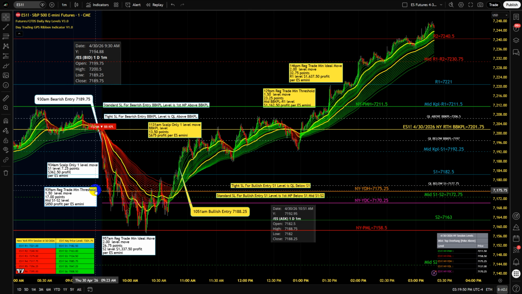9:39 a.m. hits the minimum regular trade threshold, 1.50 level move of the mid S1, S2, 71.72.75. That is a 17-point move in our favor on the hit of that level. The ES is $50 a point. The NQ is 20. The ES is 50 on regular E-minis. So 17 points, it's $850 profit per ES E-mini.